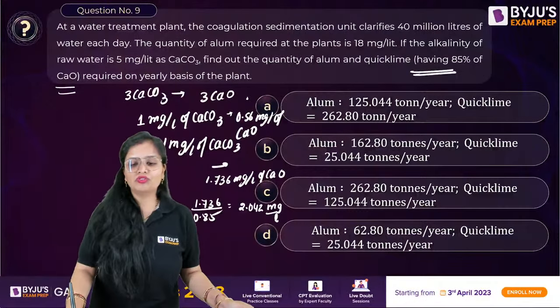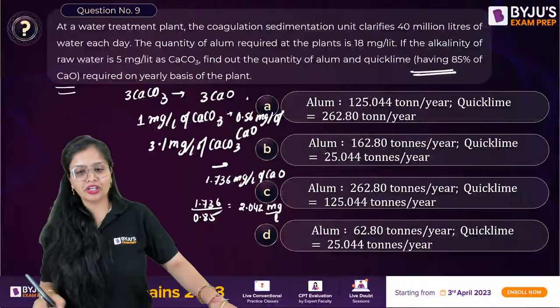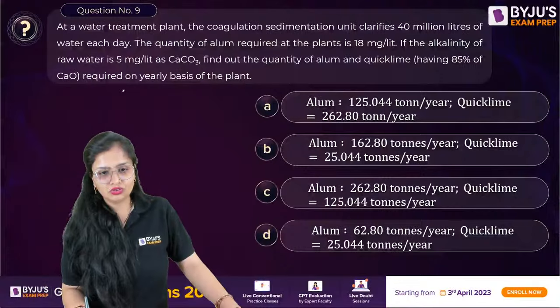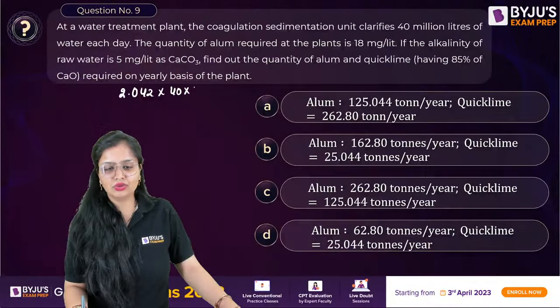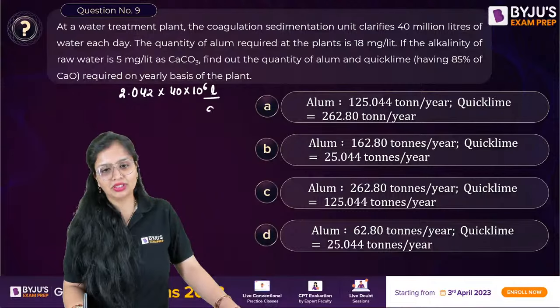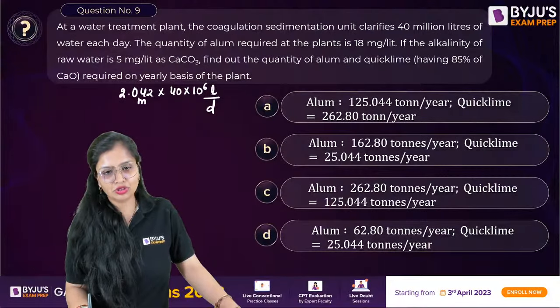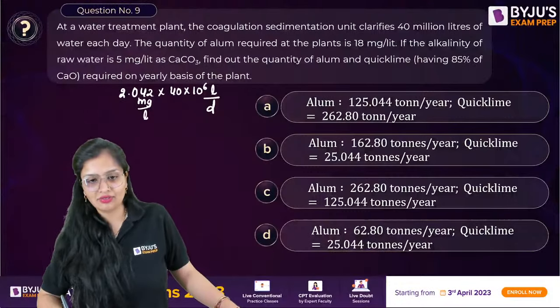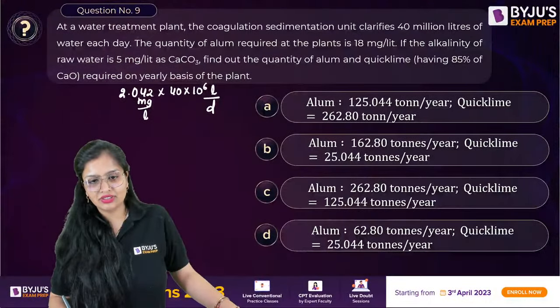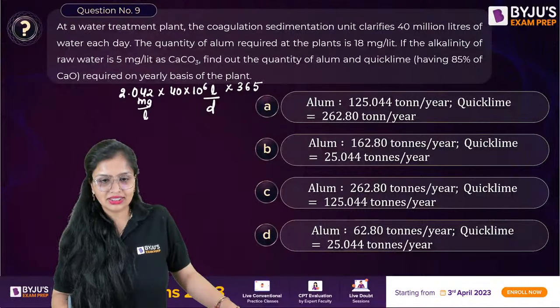Okay, so for 1 liter this much is required. So for 40 million liters, 40 into 10 raised to power 6 liters per day, and here this was in mg per liter. So what you have to do is, liters and liters will get cancelled out. You need it for the whole year, so you multiply by 365 days.